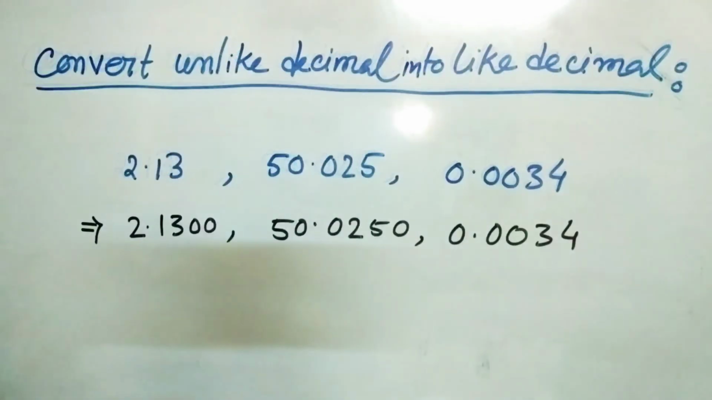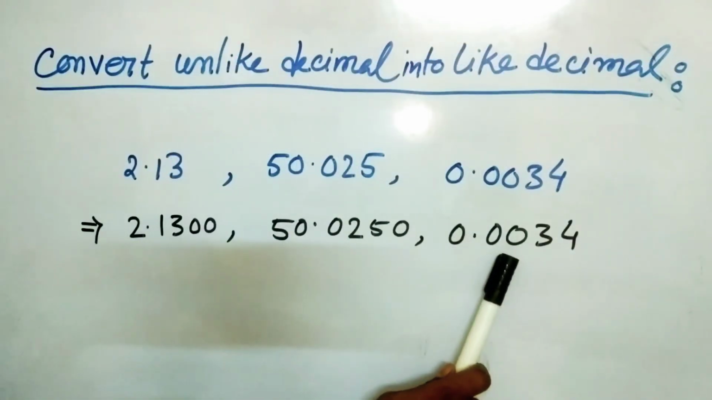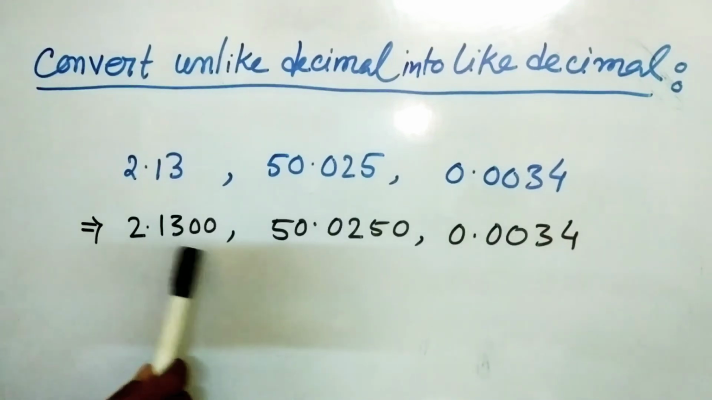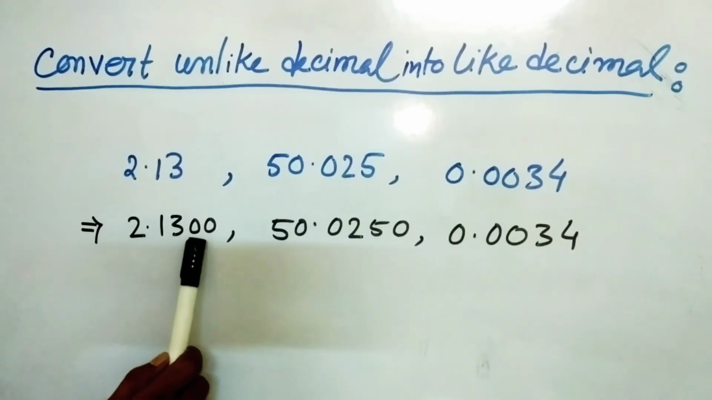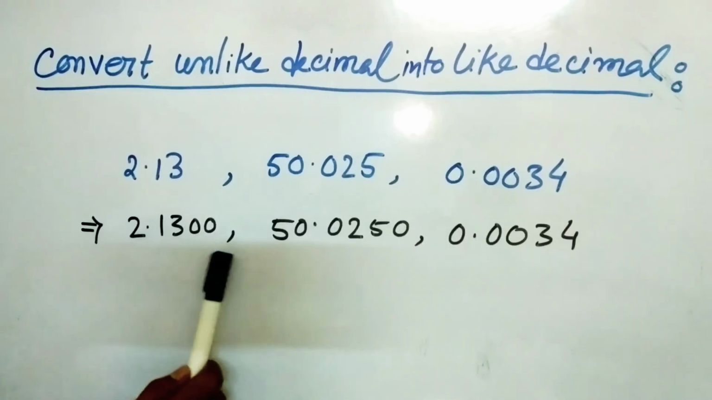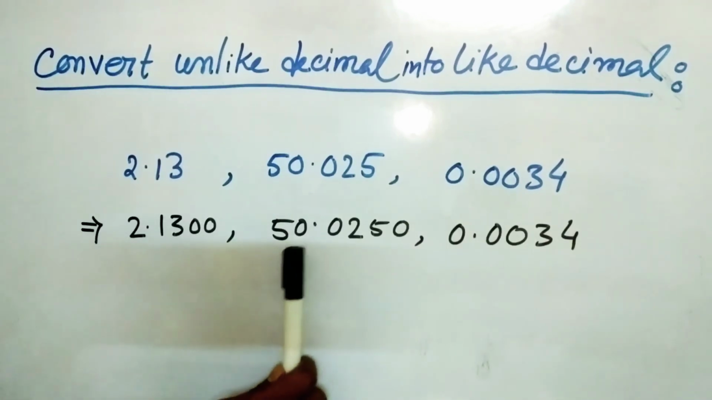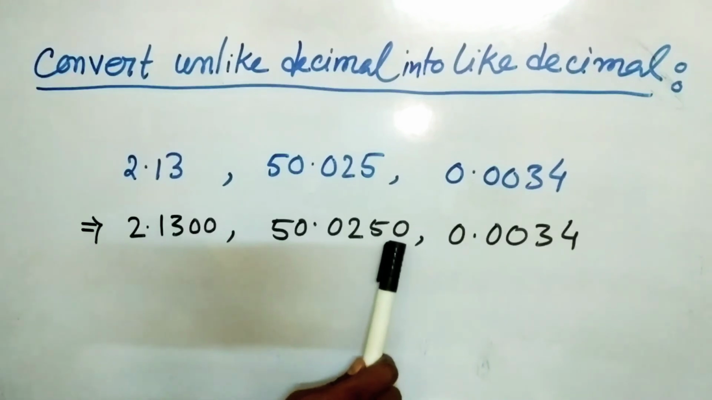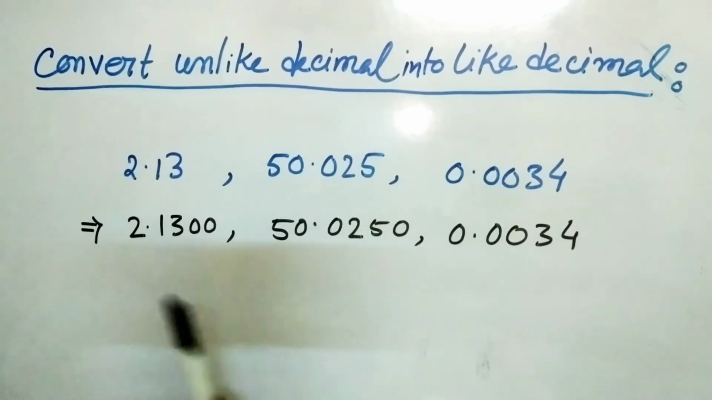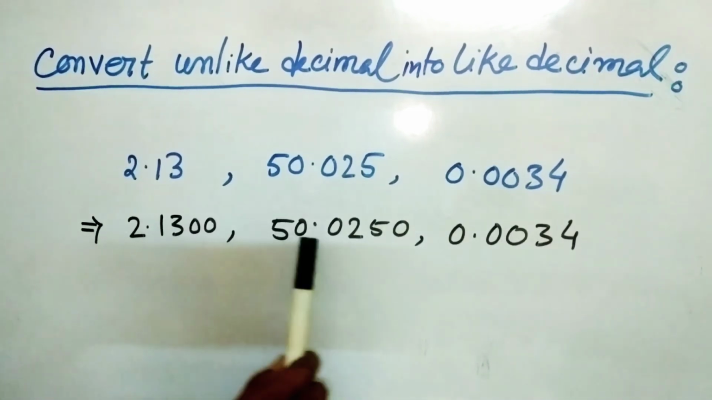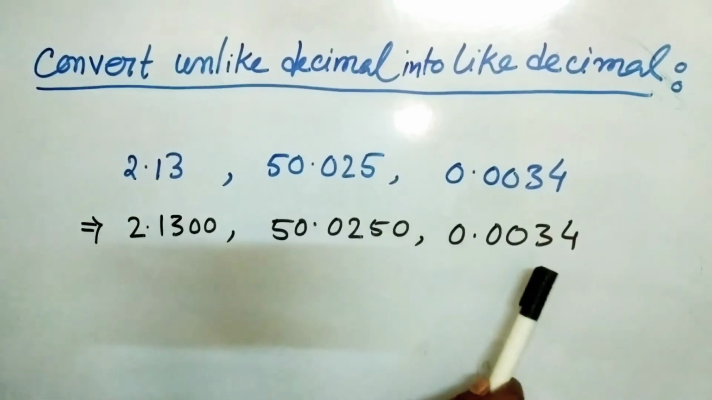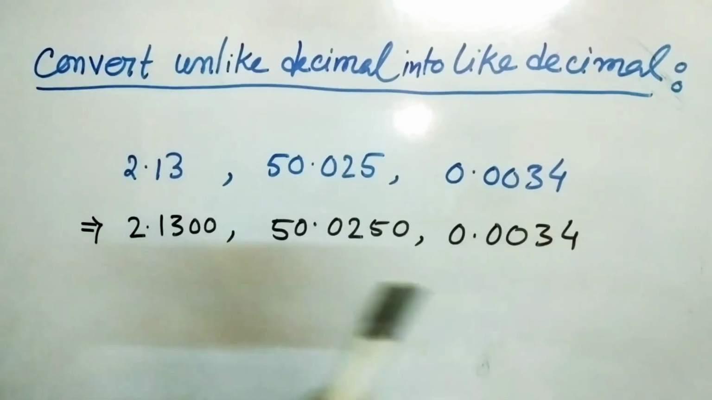4. So by keeping this decimal place unchanged, we have increased the others: here we have added 2 more zeros at the right of this point, and here we have added 1 more zero at the right of this point. So it has become 4 decimal places, it has also become 4 decimal places, and this one was already 4 decimal places. Now they all are like decimal places.